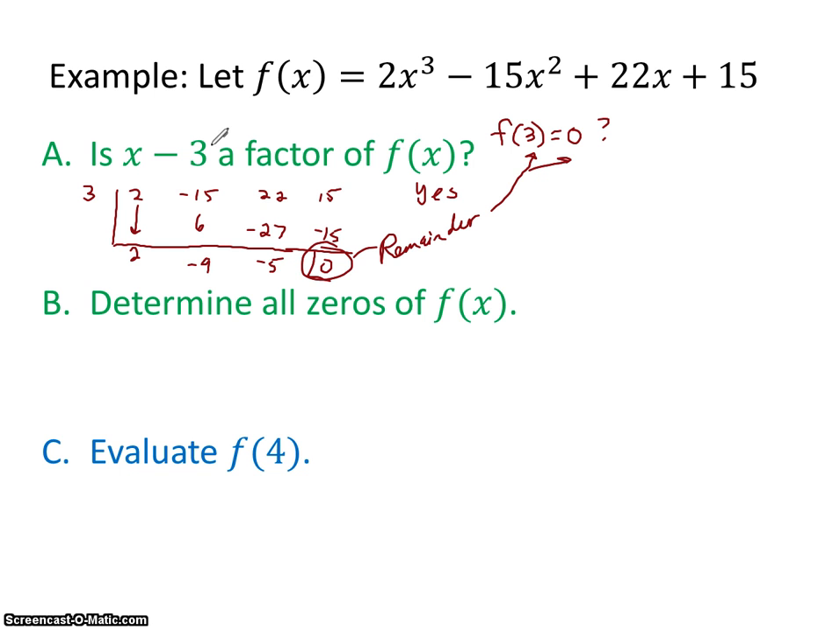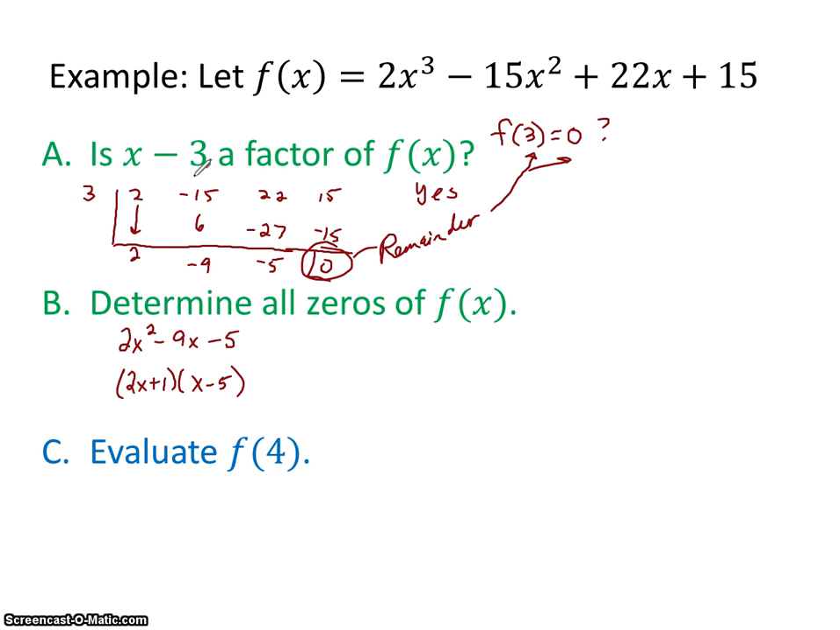So we know now that x minus 3 is a factor. We also know that the other factor is 2x squared minus 9x minus 5. Maybe this can also be factored. So, in fact, it can be. And if we factor this quadratic, we're going to get 2x plus 1 and x minus 5.